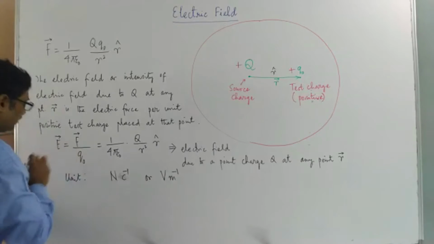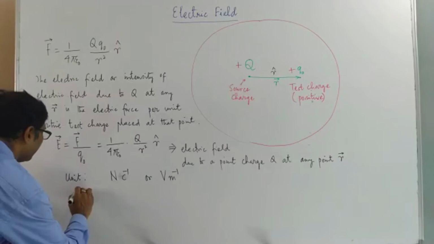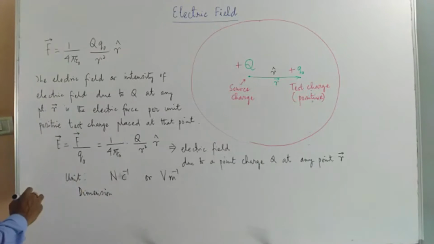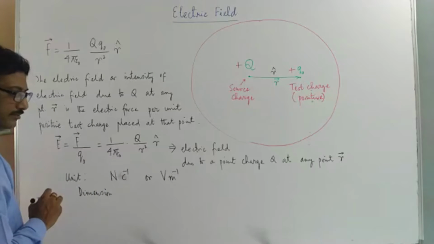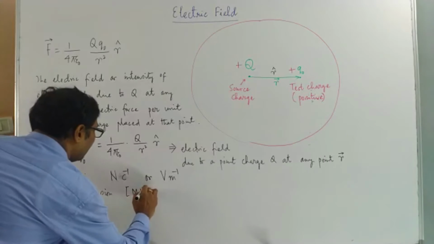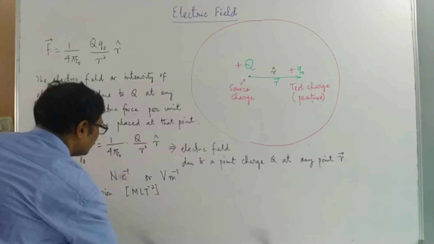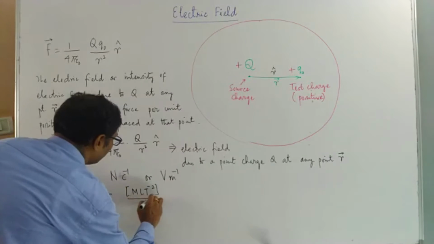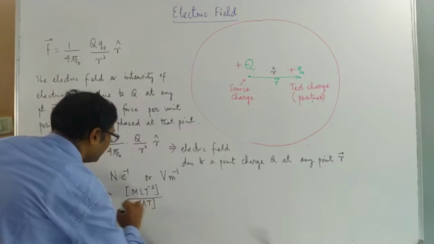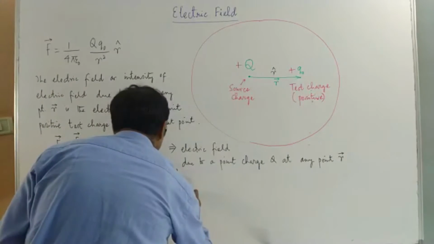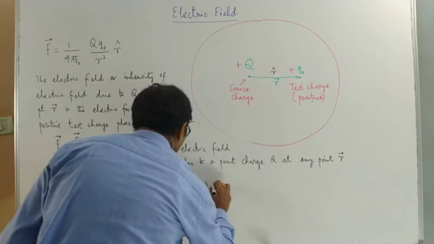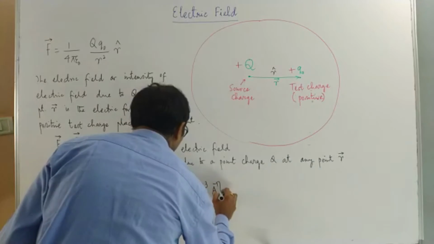Okay? If we consider its dimension, Newton means kg meter per second square. So m l t to the power minus 2 divided by Coulomb. Coulomb is represented as ampere into time. So you can easily write it as m l t to the power minus 3 ampere to the power minus 1.